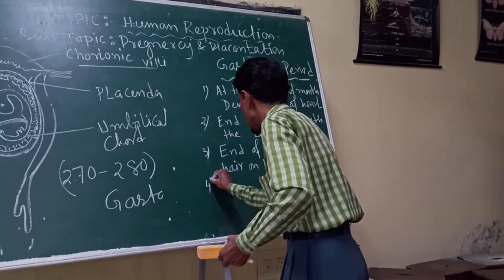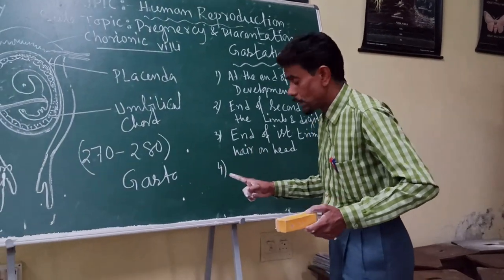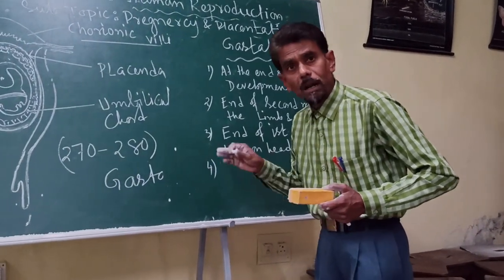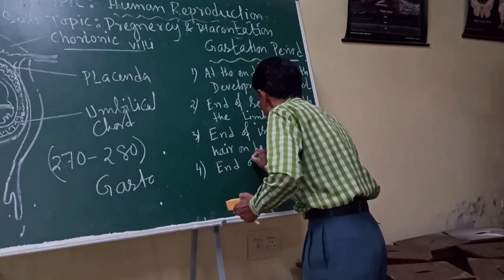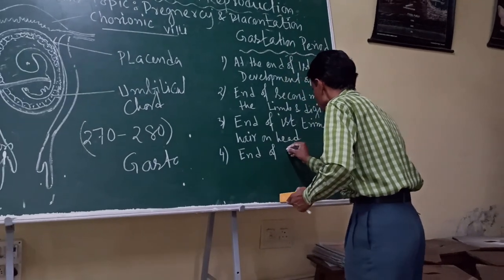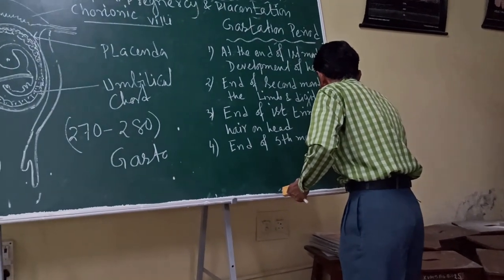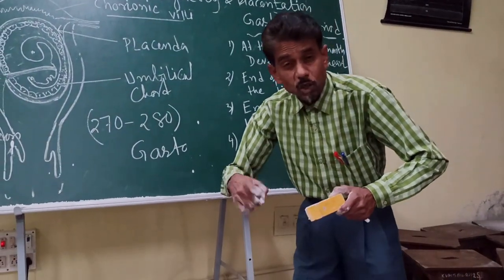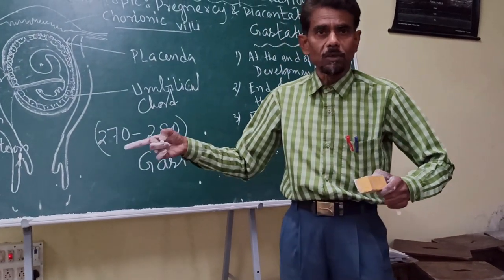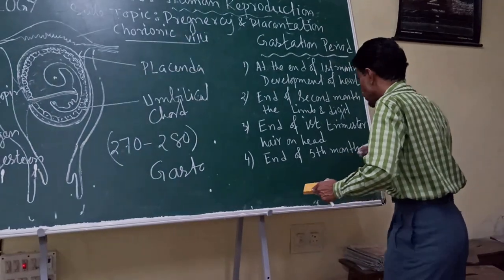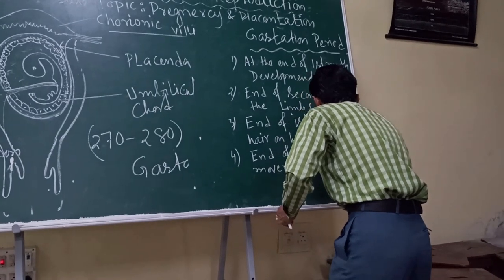At the end of the fifth month, the whole body develops, and the fetus starts moving within the mother's uterus. That is the movement of the fetus at the end of the fifth month.